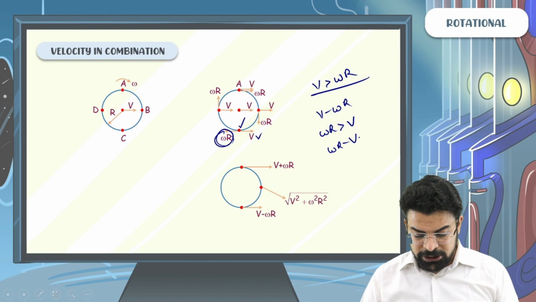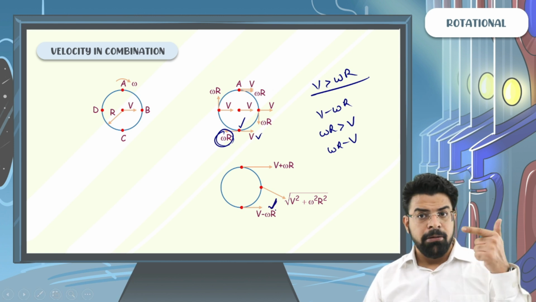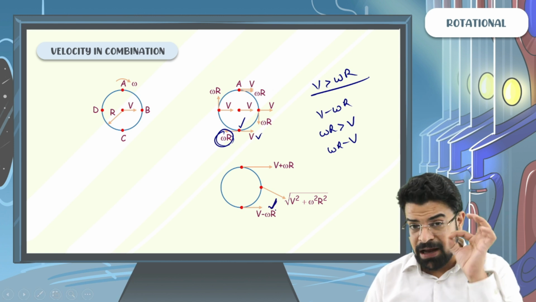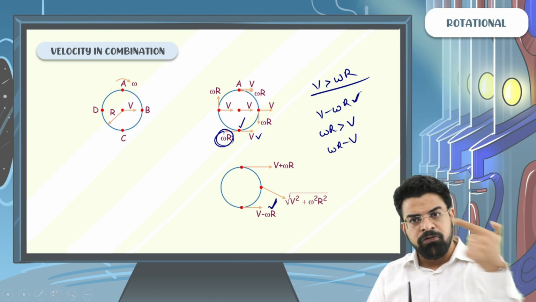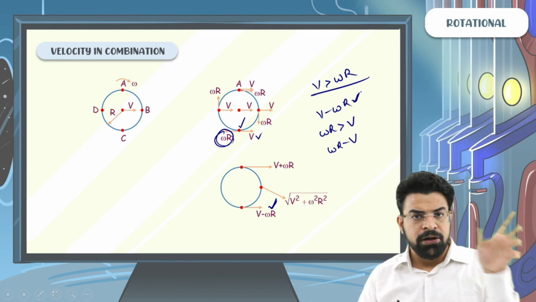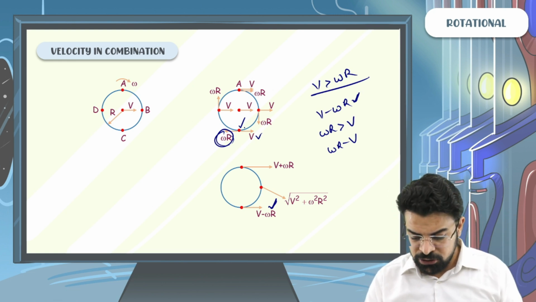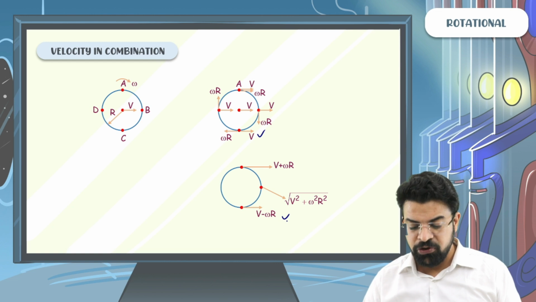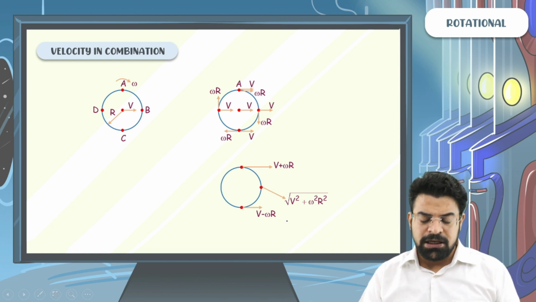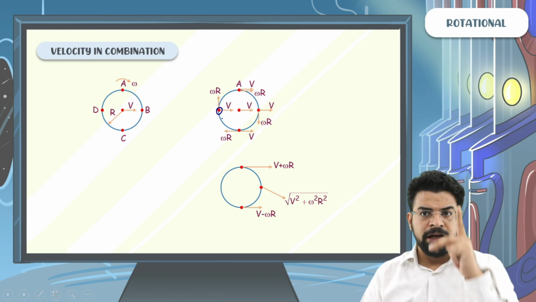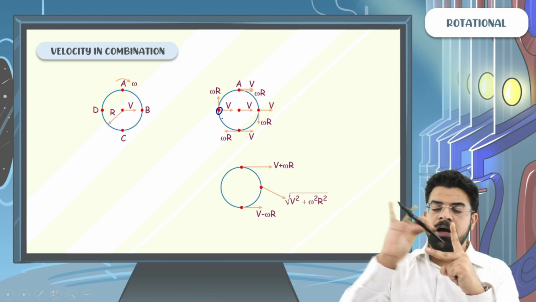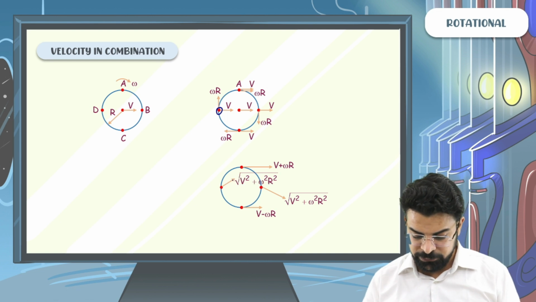So at the lowest point, the velocity will be V minus omega r towards right. When I have written V minus omega r, in my heart I have assumed that V is more than omega r. So the net velocity towards right comes out to be V minus omega r. The last one, the point D, again one velocity V here, one velocity omega r here. The vector sum will be under root of V square plus omega square r square at some angle.